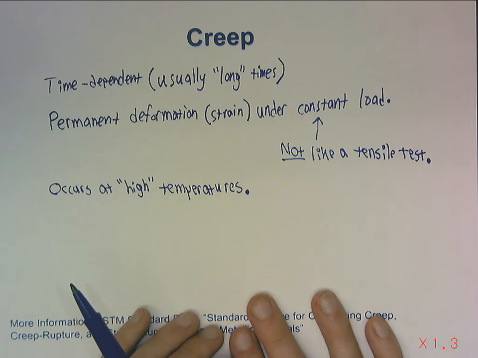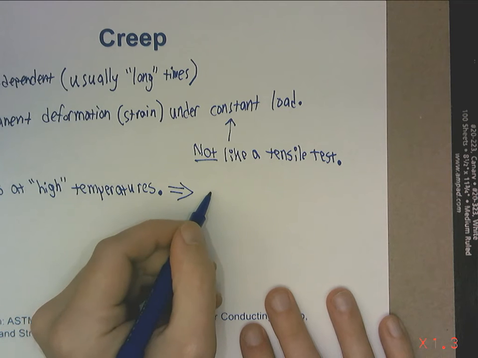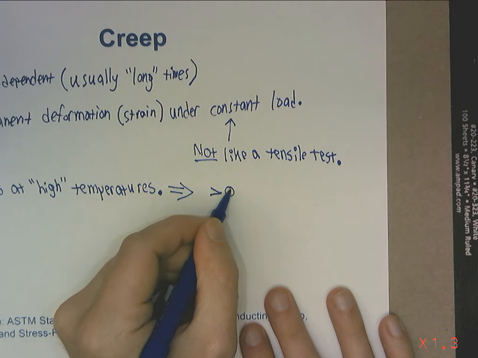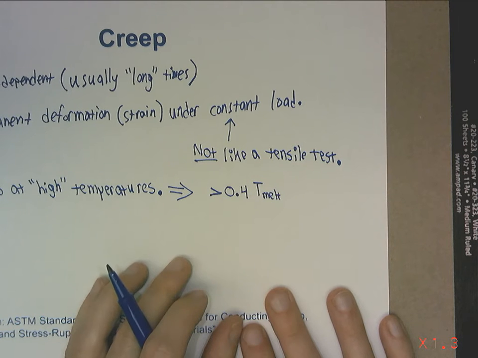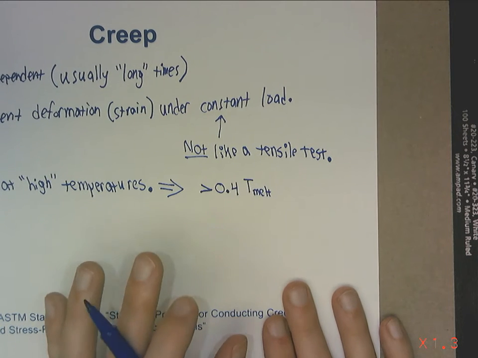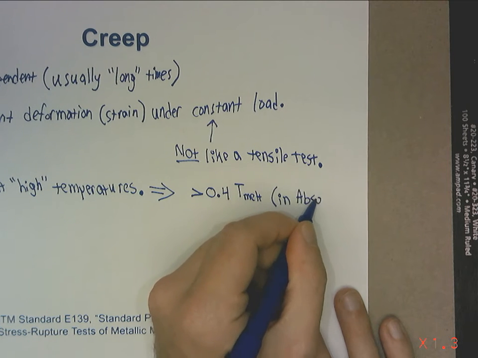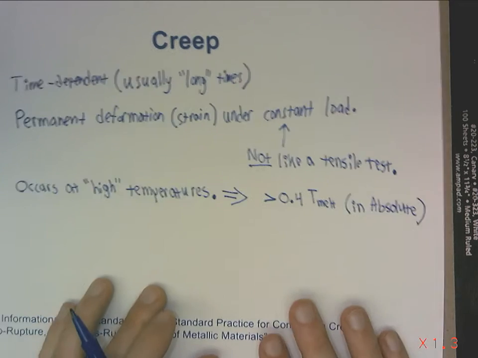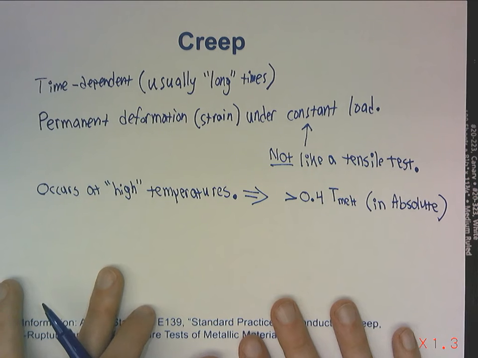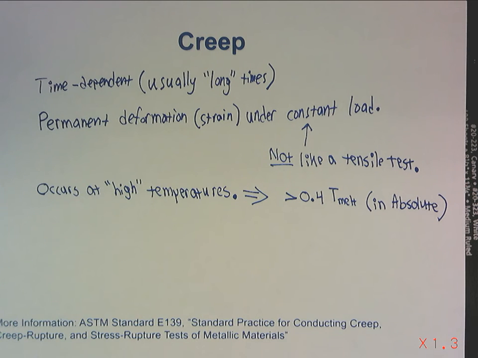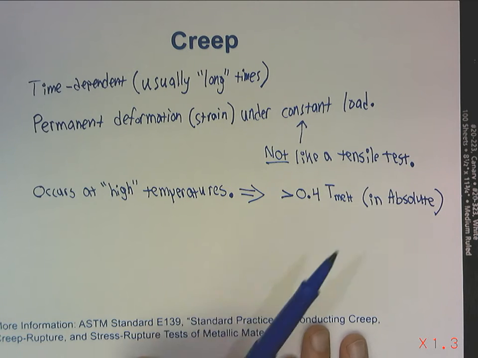It is going to be based on the melting point of the material. So usually at greater than about 0.4 of the melting temperature, so 40% or greater of the melting temperature. You need to do that in absolute scale. So not just, oh, we're going to Google the melting temperature of aluminum and find it in Fahrenheit and then multiply it by 0.4. No, it's got to be converted generally into Kelvin is the easiest conversion.